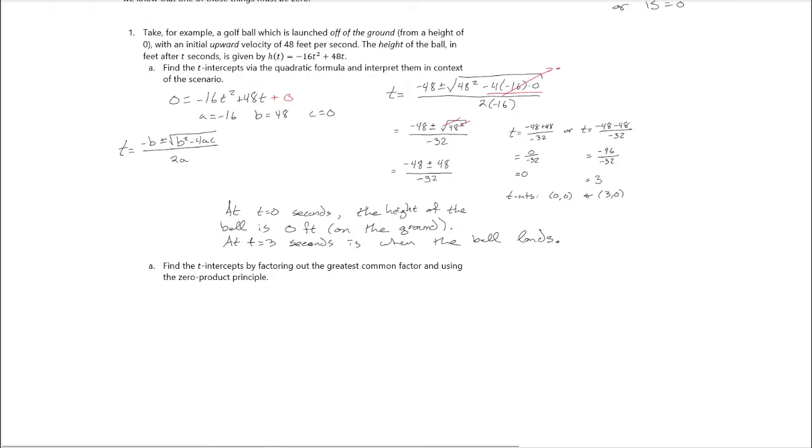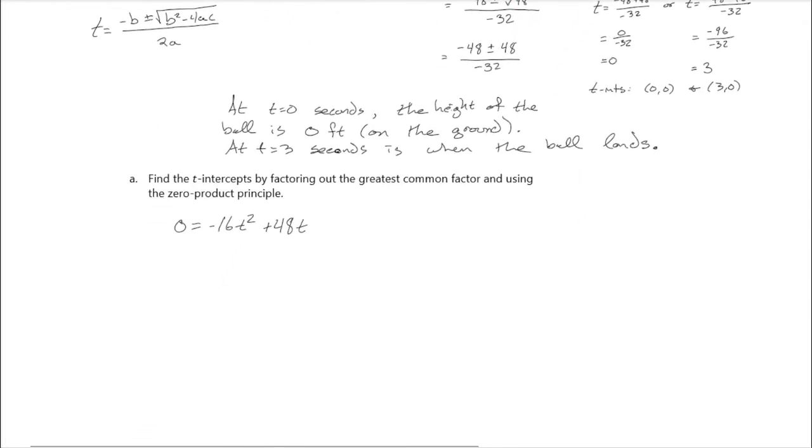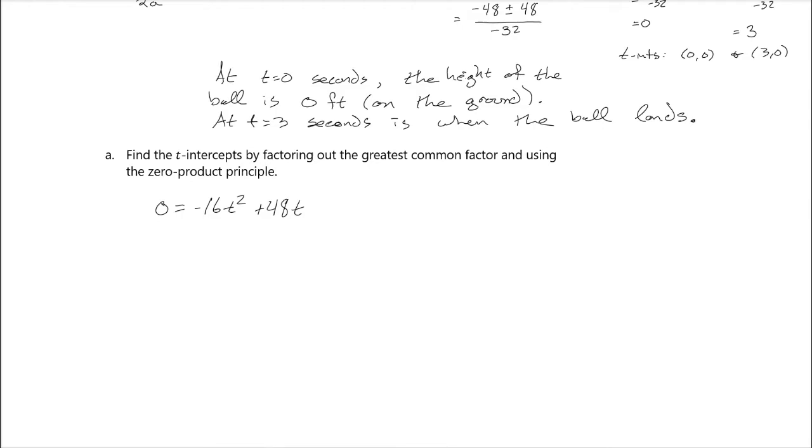So what we're going to do is set the height equal to 0 again. To find the t-intercepts, 0 equals negative 16t squared plus 48t. And what we're going to do is write now 0 equals negative 16 times t times parentheses. And inside these parentheses, we're going to have a t minus 3.